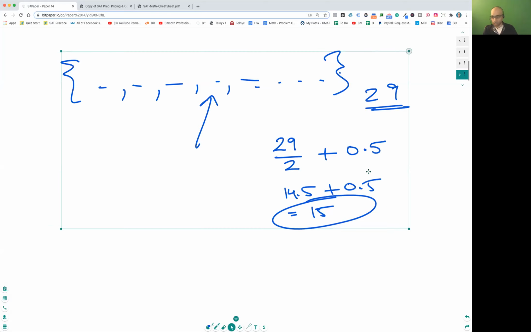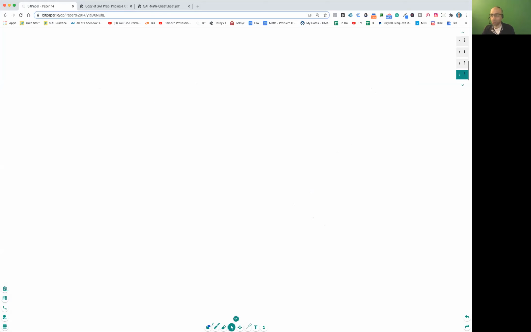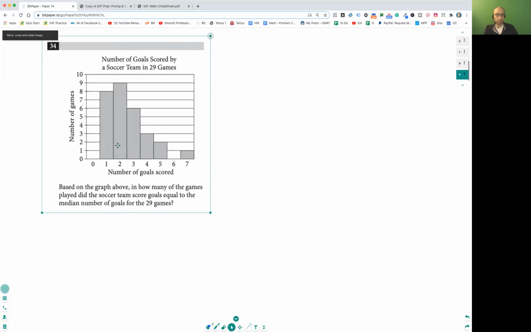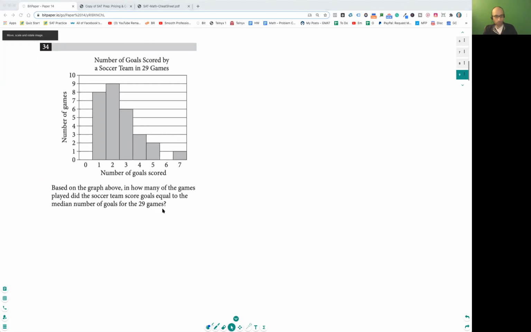Okay, with that information, let's now try to solve this problem here. Try to solve this one. I'm giving you the hint. 29 games means the 15th guy in the middle. Now just find the 15th guy. Super easy. This is 8. You imagine there are eight kids over here, right? 1, 2, 3, 4, 5, 6, 7, 8, 9, 10. It's going to be over here.